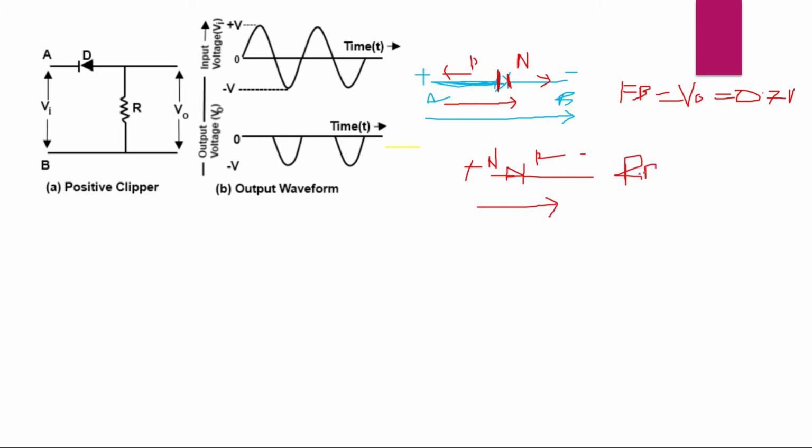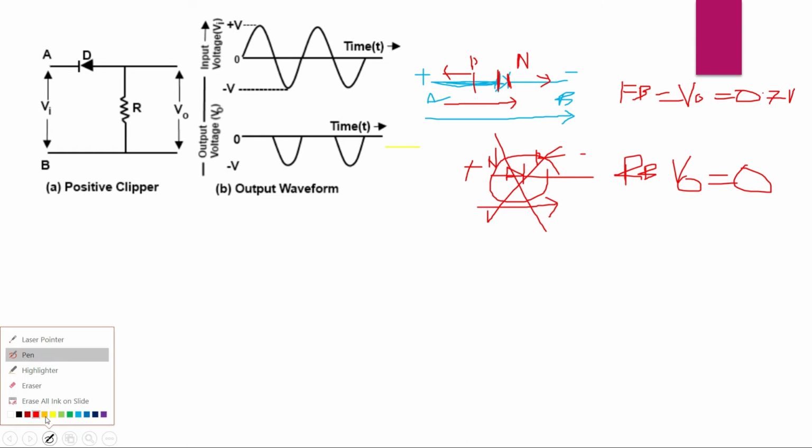Hence, the maximum output voltage we get in this case is zero. It means it is in reverse bias mode, where opposite terminals are connected such that no current flows through the diode. Hence, the maximum output voltage is zero. Why am I telling all these things? You will understand now.